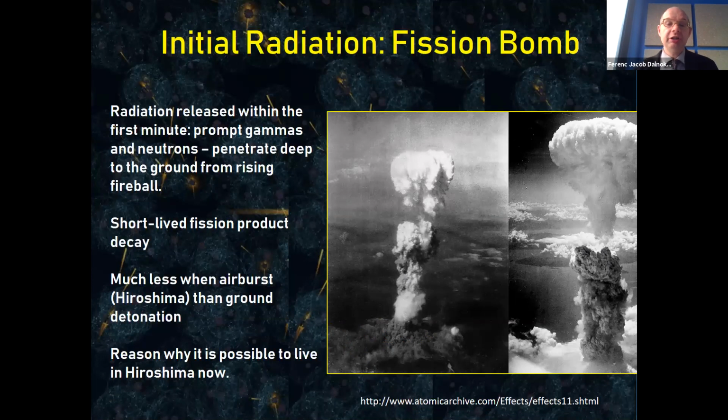So initial radiation is released within the first minute. These are prompt gammas and neutrons. They penetrate deep to the ground from the rising fireball. If it's an explosion on the ground, then it will be even more of an effect. There are going to be short-lived fission products which will very quickly decay. Basically within 10 seconds, a lot of the isotopes will have decayed, but there's lots of other stuff that tends to hang around for a very long time.